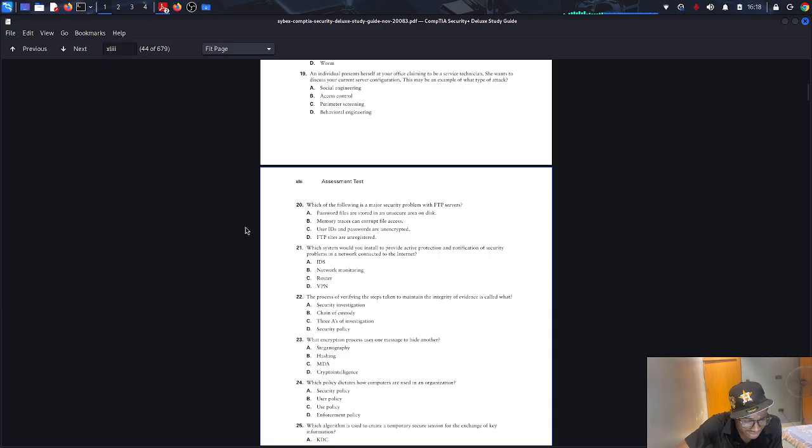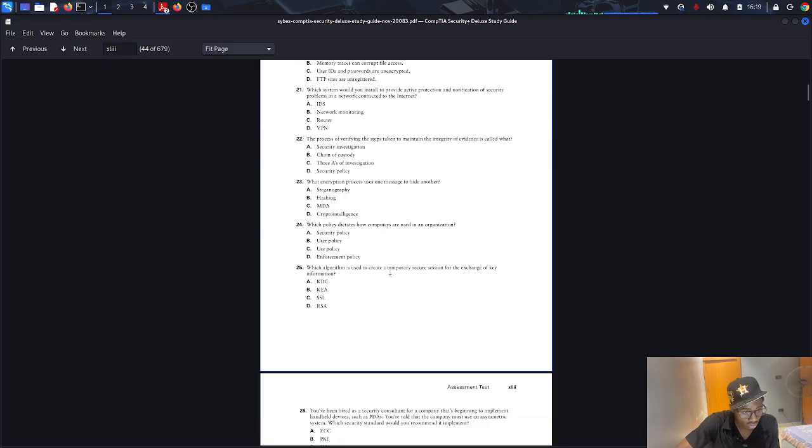Which policy dictates how computers are used in an organization? Security policy. It might be enforcement policy itself, but I'm going with security policy. All right.